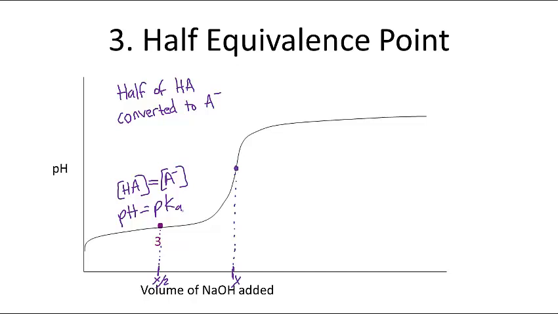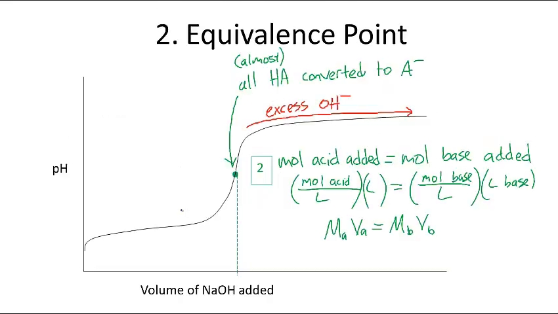So the question is, if you have the equivalence point, why would you care about the half? The half equivalence point gives you a different piece of information. At the equivalence point, you can use this equation, MAVA equals MBVB, to find the unknown concentration, right? One of these concentrations is unknown, and you solve for it. So if your goal of the titration is to find the concentration of the unknown, the equivalence point is the point that's important.